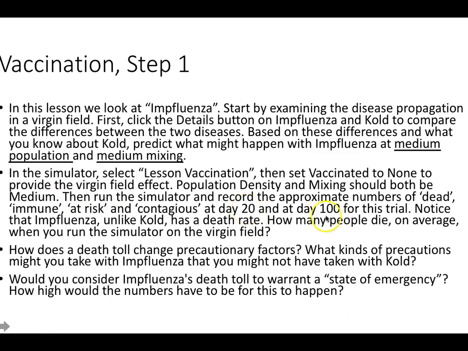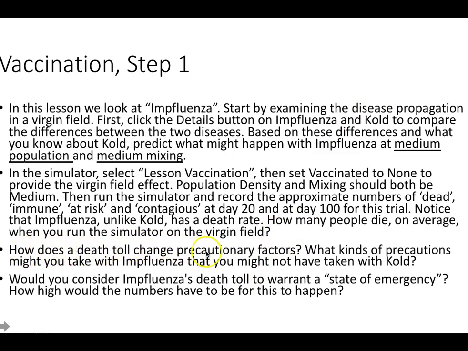You're going to look at day 20 and day 100, and you're going to have numbers that approximate dead, immune, at risk, and contagious for day 20, and dead, immune, at risk, and contagious for day 100. And then this does go into the fact that, unlike the cold, influenza does have a death rate. And it asks you how many people did die when you ran it with just no vaccinations with the virgin field. And that can just be like one sentence, but that's a question to answer.